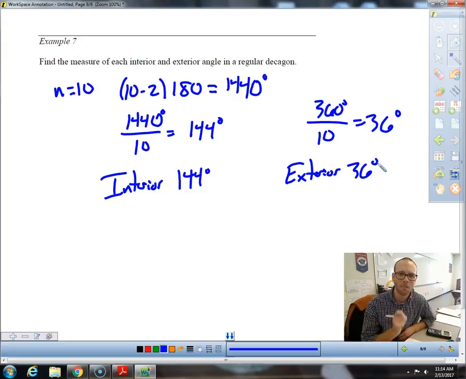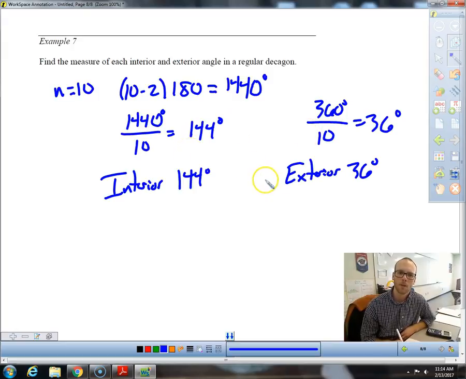Okay. Now, how do I know that I got this right? Look at this, 144. Look at that 36. I know for sure right now that I got this answer correct with both the interior and the exterior. Think about this. What's true about those two numbers, those two angle measures? They're supplementary, aren't they?